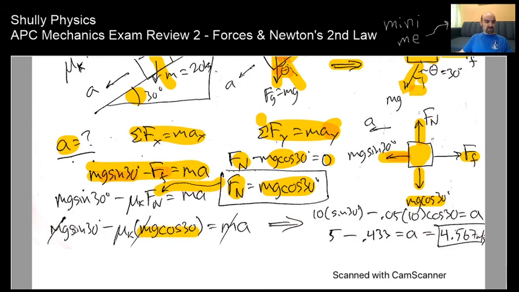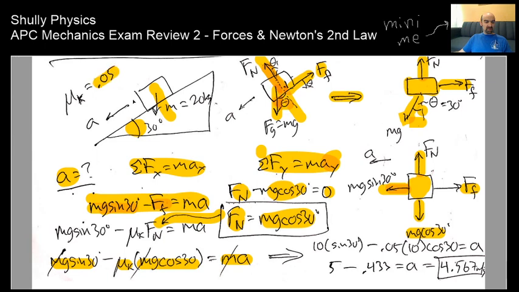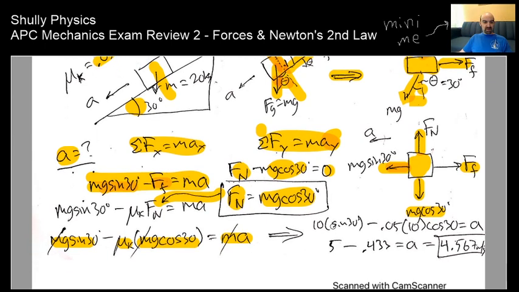In ma, mg sine 30 minus mu k mg cos 30, the m's end up canceling, and we get a equals g sine 30 minus mu k cosine 30. Mu k is given in this problem. So plugging in all those known numbers, there's g sine 30 minus mu g cosine 30, and we get an acceleration value. So there are many different scenarios that may come about from friction and slopes, but these are the main few. And thanks for watching.